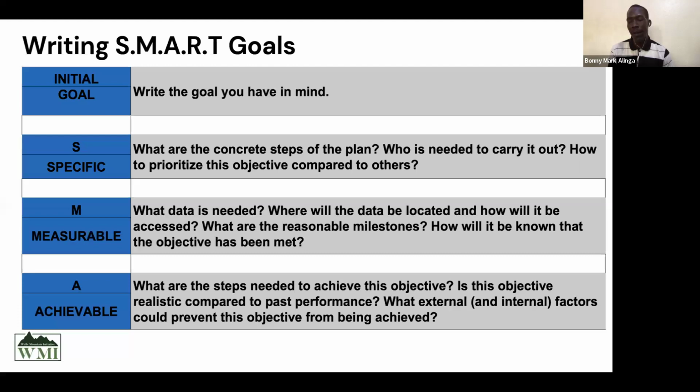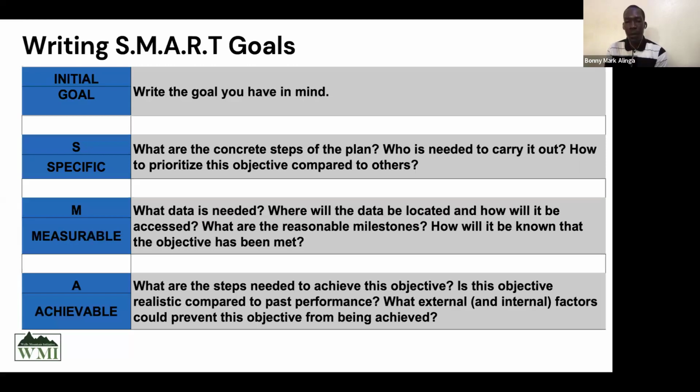What are the concrete steps of the plan that you want to put in place to ensure that the goal that is running in your mind that you have written down is specific? Who is needed to carry out the goal? How are you going to prioritize these objectives compared to others that you have? How are you going to measure it? What data is needed? Where will the data be located and how will it be accessed?